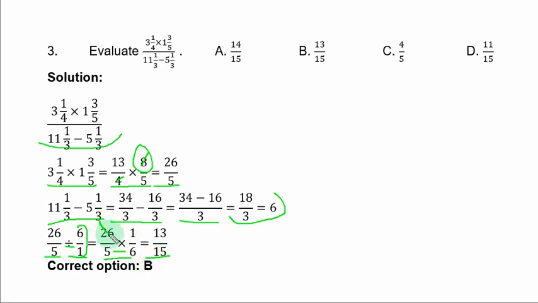You can divide 26 by 2 and have 13. Divide 6 by 2 and have 3. So 3 times 5, 15. 13 over 15. So B is the correct option.